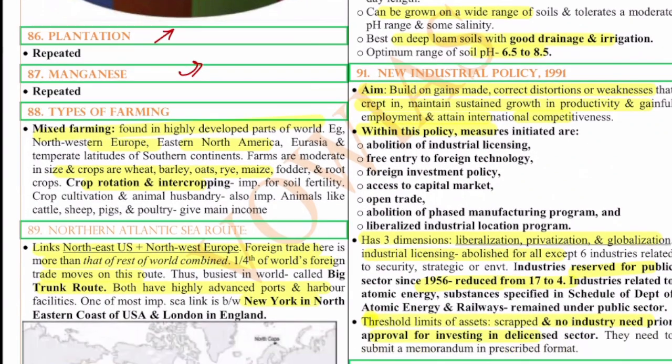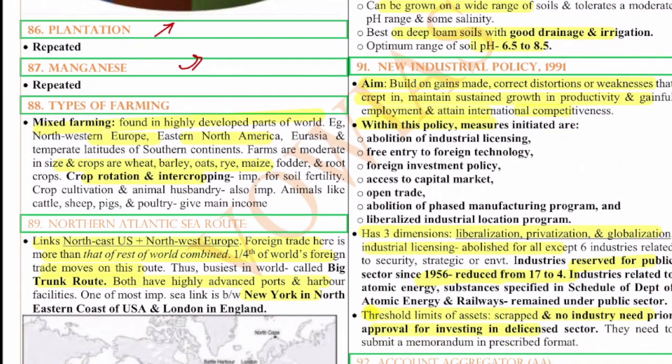Next, the 88th question. It is on the types of farming. We have various types of farming, such as mixed farming, intercropping, etc. Mixed farming means that, in general, crops are grown along with animal rearing. That is called mixed farming.